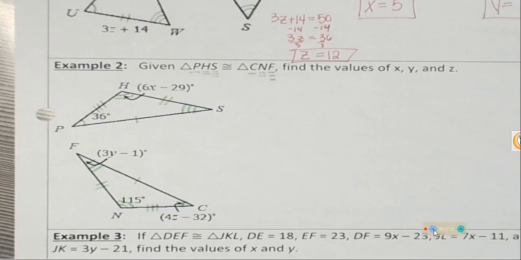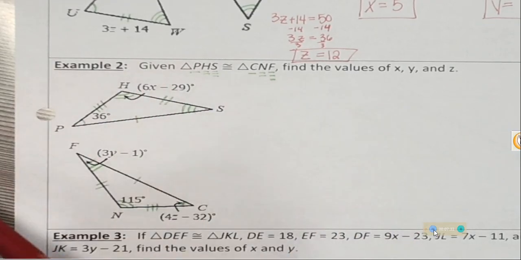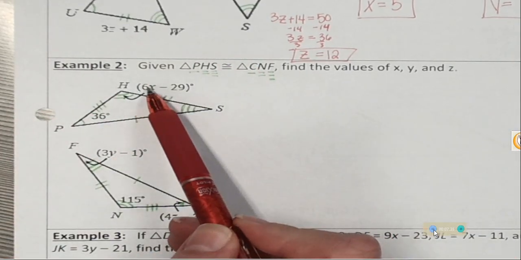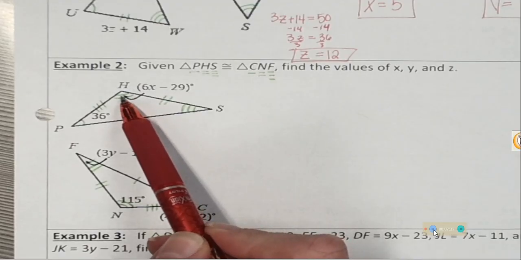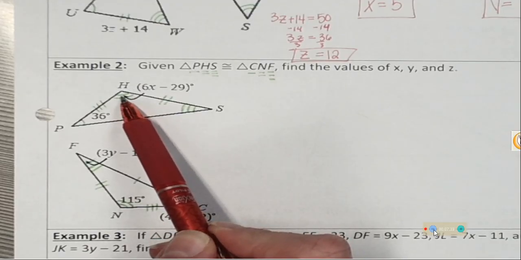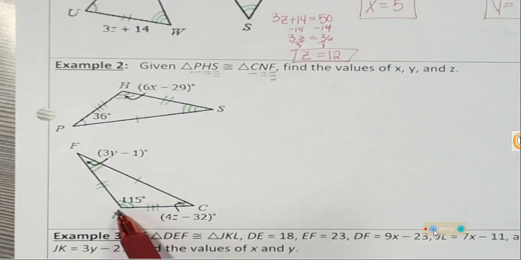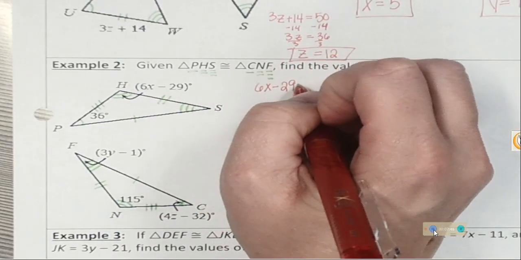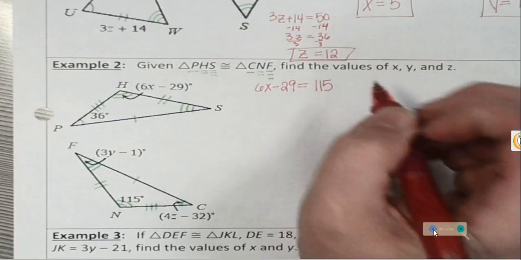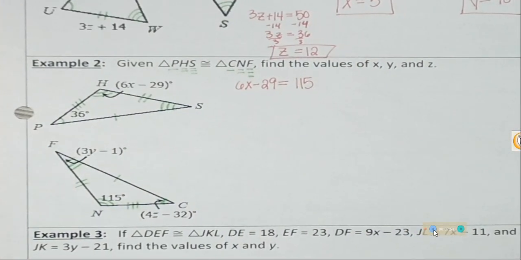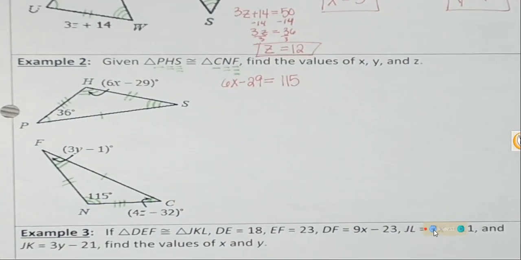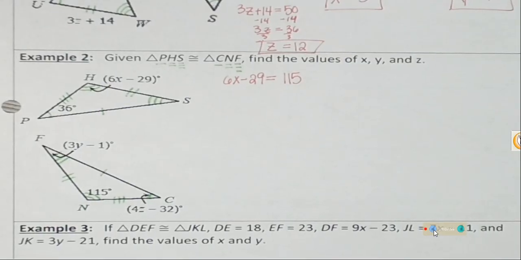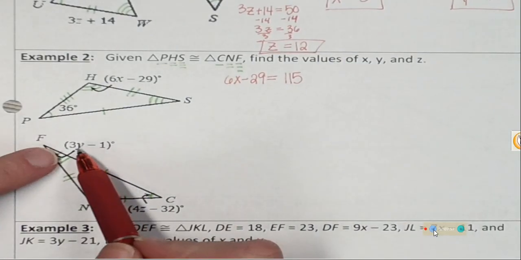All right, so I want to find x. I want to find x because that's what they told me. So if I'm going to find x, I've got to look for any x expression that I have. Here is x. X is H. What is H congruent to? N. So H, which is 6x minus 29, equals N, which is 115. Okay, I'm going to set up all 3 of my equations and I'm going to give you a chance to solve.